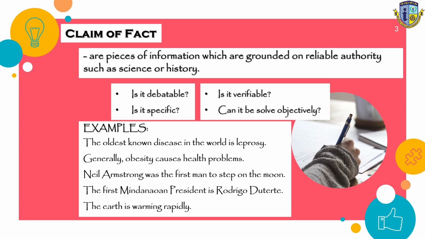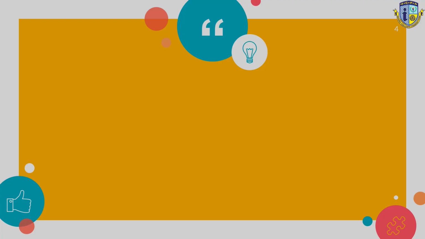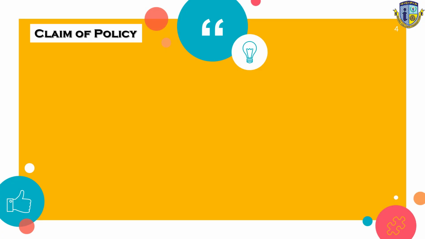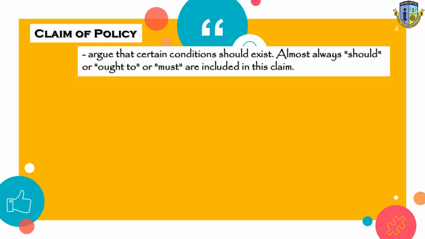Let's proceed now to the second claim, which is the claim of policy. The claim of policy is defined as the argument that certain conditions should exist. Almost always, should, ought to, or must are included in this claim. The claim of policy calls for some form of action. It states what the reader should or ought to do about a particular situation or topic.